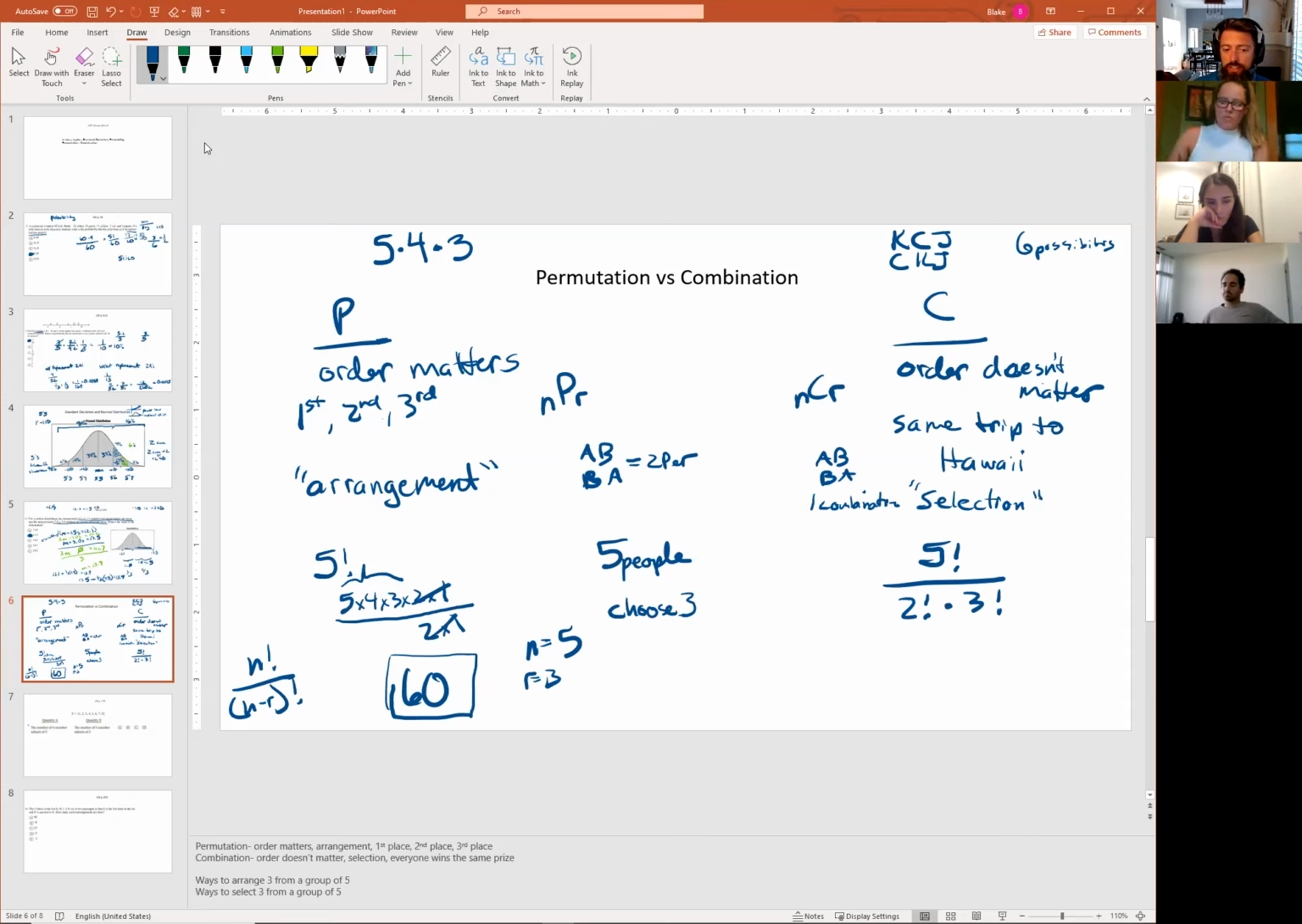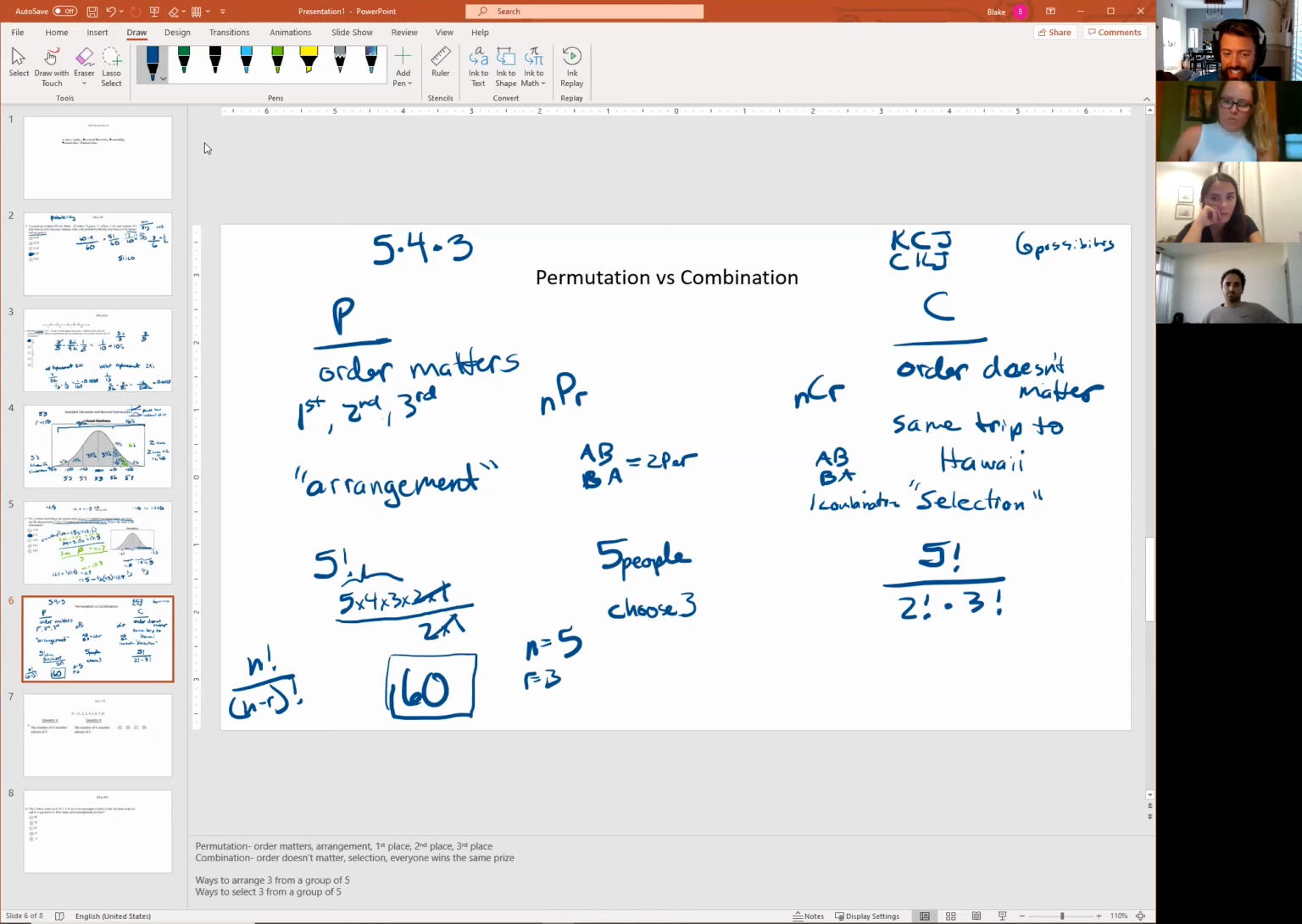So for combination, it's 5 factorial divided by 2 factorial times 3 factorial. It's almost the same formula as permutation, except whereas this is 5 minus 3, you're doing 5 minus 3, but also the 3 itself as your factorial in the denominator. So if we simplify this, we have 5 factorial over 2 factorial.